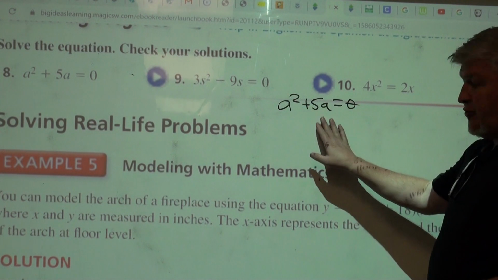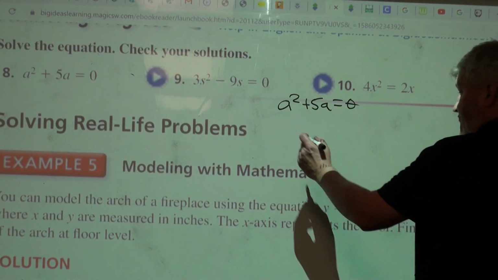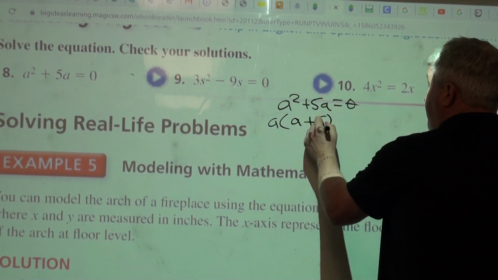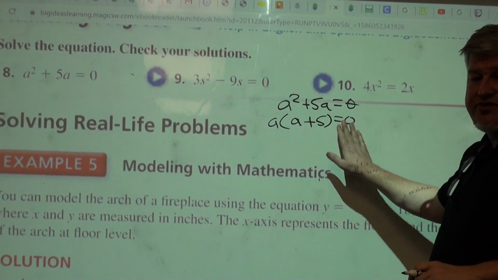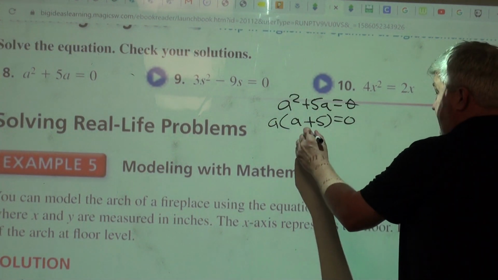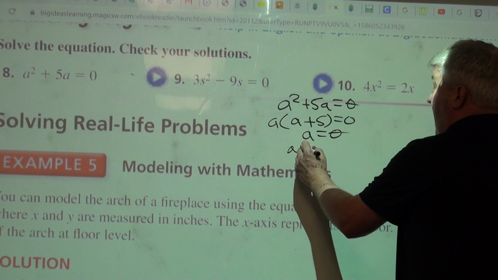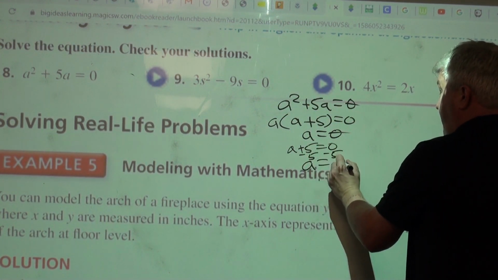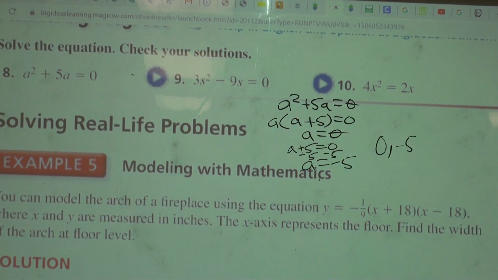What's common between those two terms is just an a. So I can factor out an a. Leaves me with a plus 5 equals 0. So I have a times a plus 5 equals 0. Set those both equal to 0. First one's easy. a equals 0. That's done. The other one, a plus 5 equals 0. Subtract 5. And a equals negative 5. So my two solutions are 0 and negative 5 for number 8.